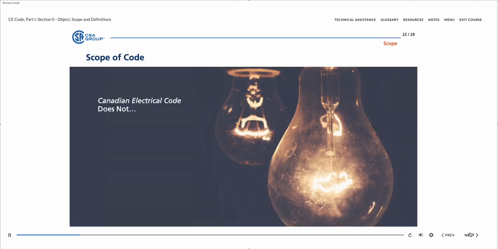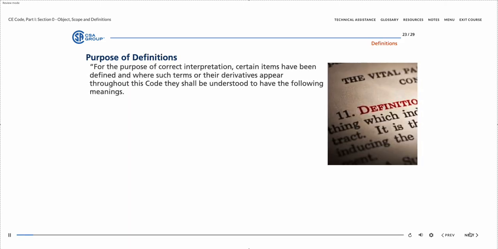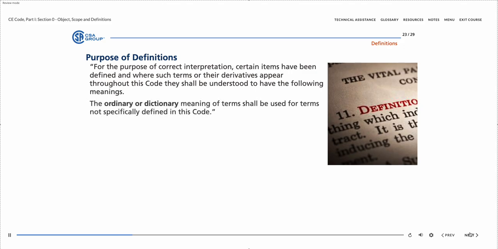Canadian Electrical Code does not make or imply any assurance or guarantee by the authority adopting this code with respect to life expectancy, durability, or operating performance of equipment and materials referenced herein. For the purpose of correct interpretation, certain items have been defined, and where such terms or their derivatives appear throughout this code, they shall be understood to have the following meanings. The ordinary or dictionary meaning of terms shall be used for terms not specifically defined in this code.